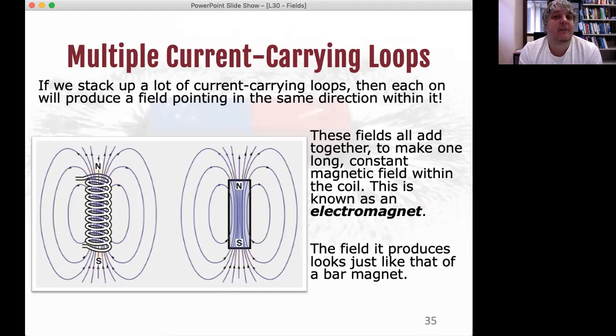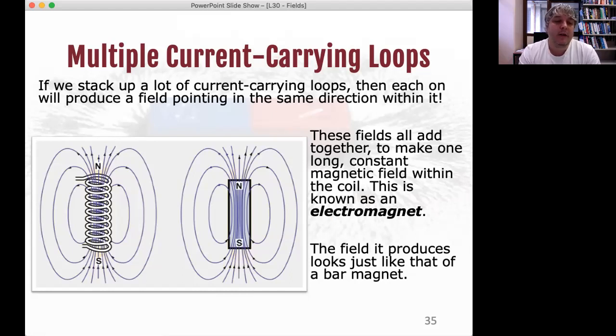It is a magnet, but it's only a magnet when the current is switched on. And electromagnets are very useful for that reason. They can be made to be very strong. If you have a higher current, you get a bigger magnet. If you have more loops, you get a bigger magnet. But if you turn the power off, it's suddenly not a magnet anymore.